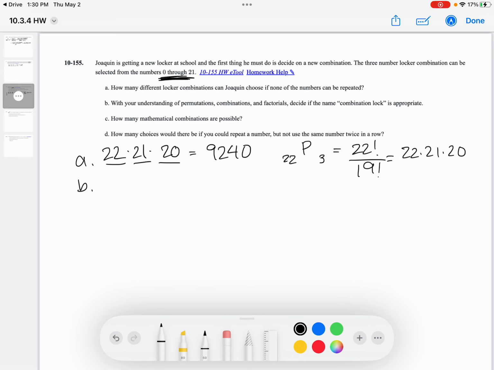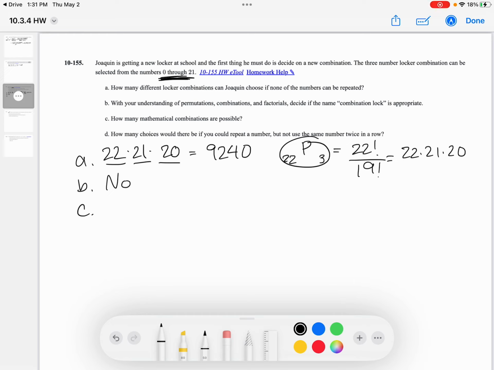Okay, so in part B, it says, with your understanding of permutations, combinations, and factorials, decide if the name combination lock is appropriate. Well, what do you think? We decided this was a permutation, not a combination. So we're going to say no, and you could put some words to that, right? It's not a combination, it's a permutation. You could call it a permutation lock, and then you'd sound kind of dorky and mathy, but you could.